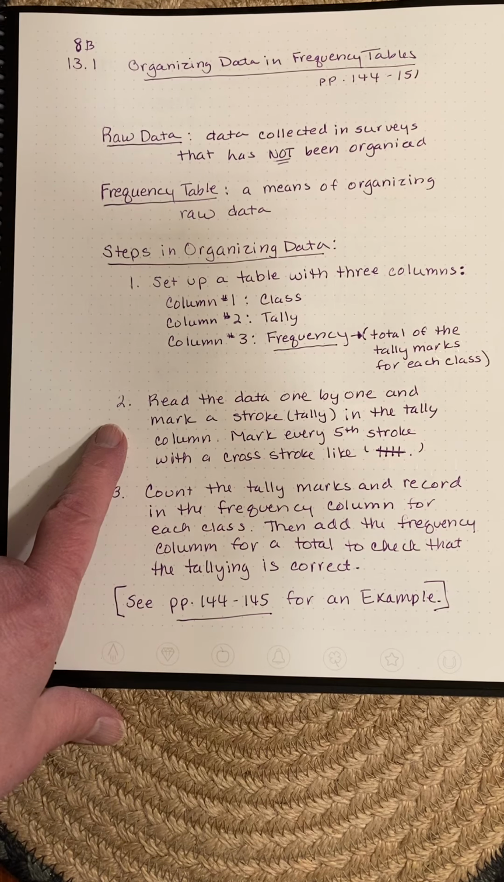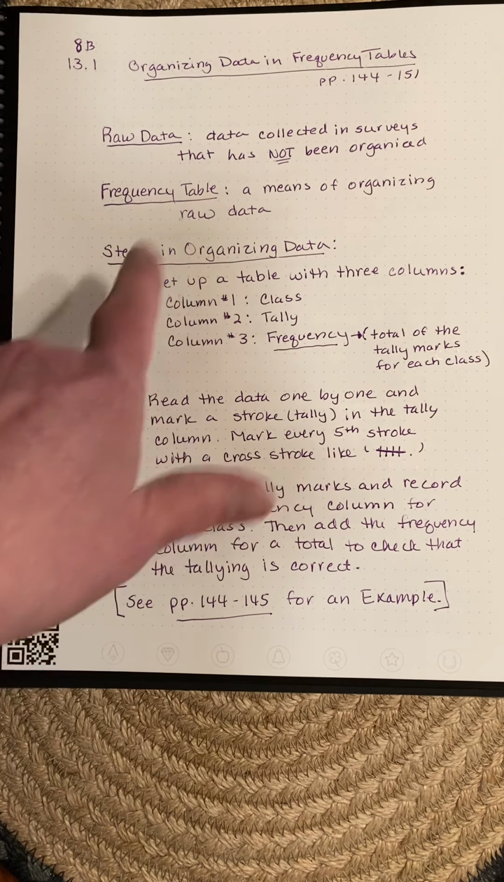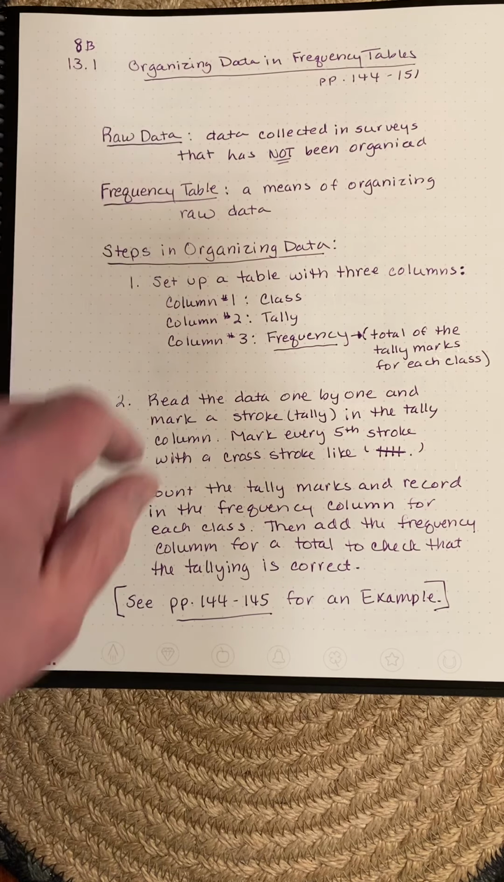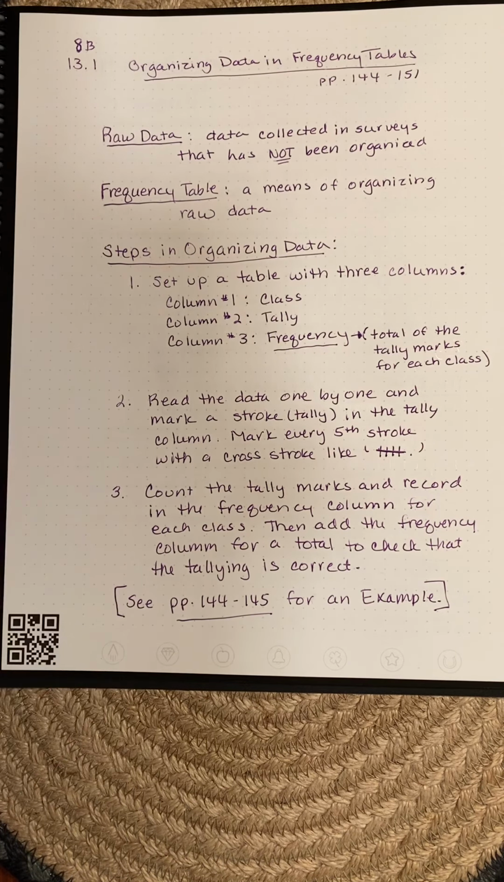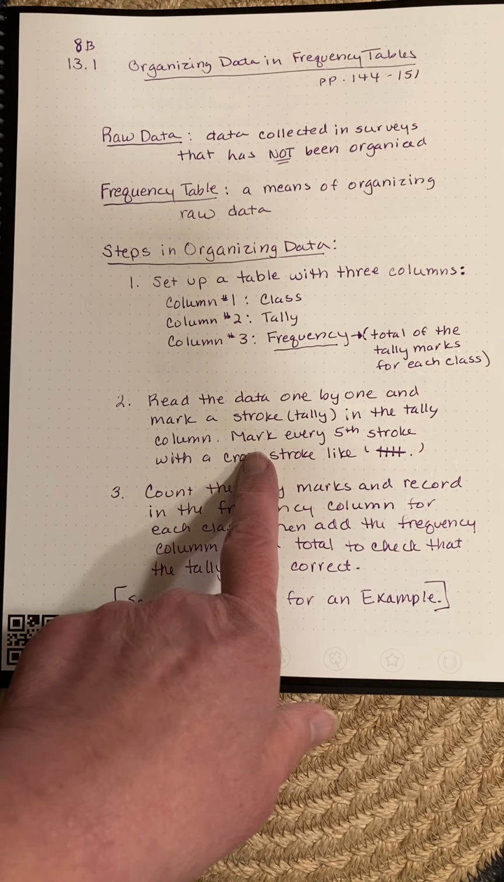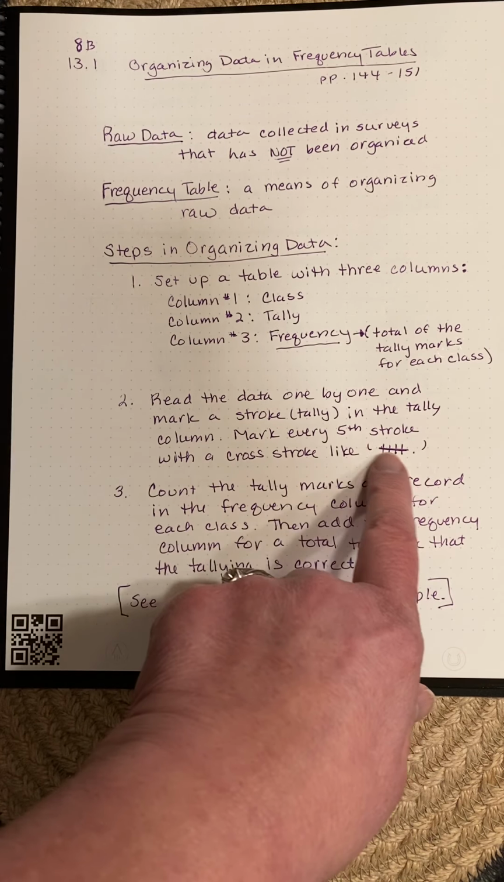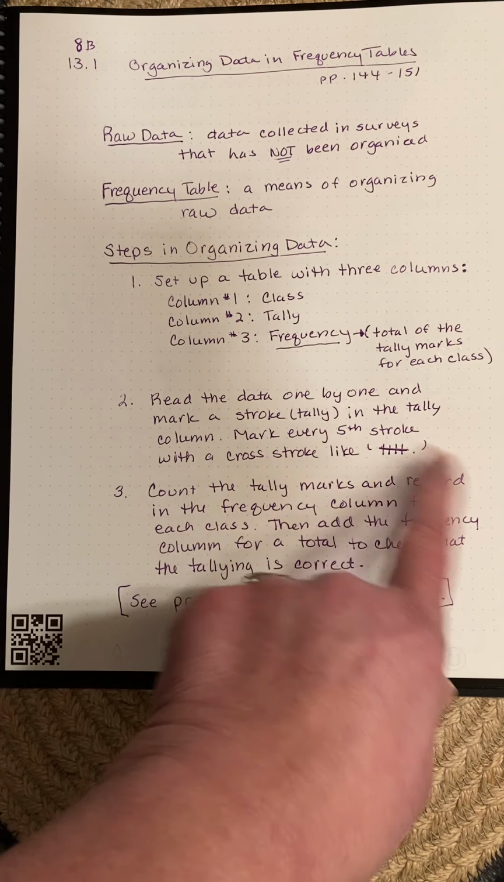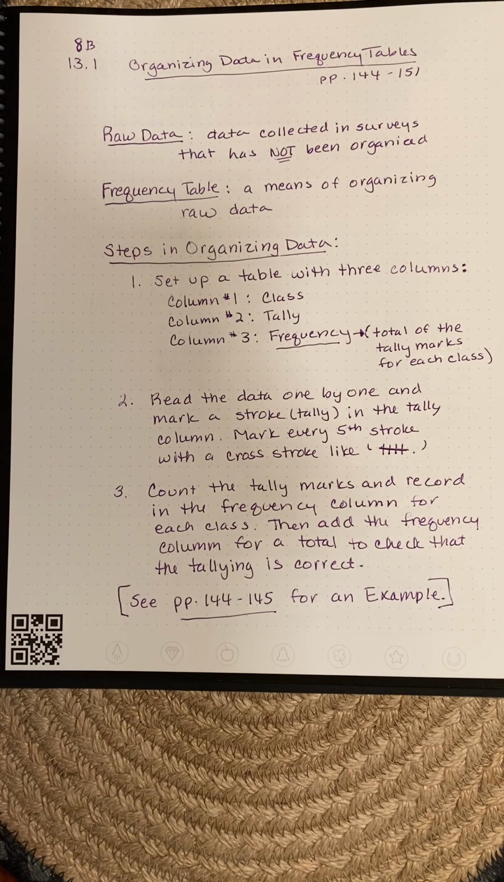Then the second step is you would read the data one by one and mark a stroke, a tally, as you go through things. So those are the columns. And then you actually go through the raw data, and you give each different one that you have a stroke, a tally mark, in the proper column. And then of course you mark every 5th stroke with a cross stroke, like 1, 2, 3, 4, cross. And then it's easy to count.